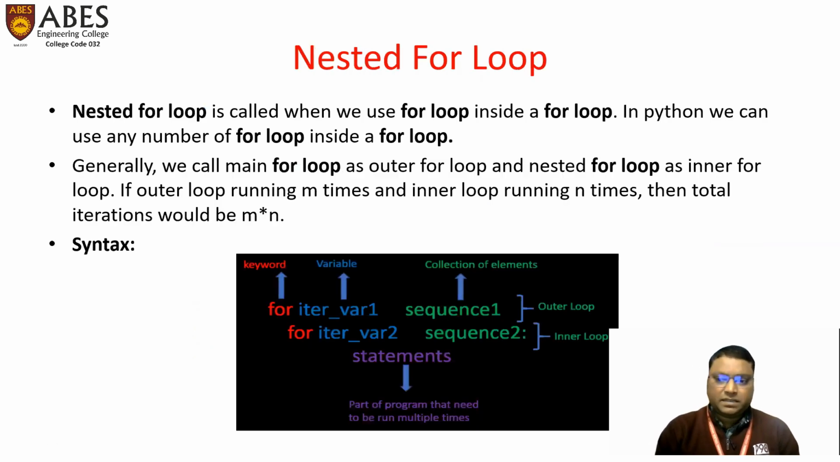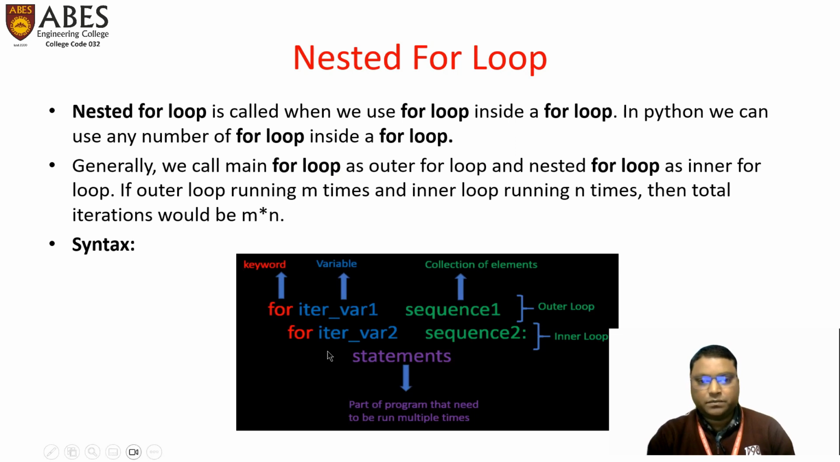And another thing which is added into the loop section is nested for loop. Nested for loop is also a very important functionality of looping, because in nested for loop, we use a for loop inside a for loop. In Python, we can use any number of for loops inside a for loop. Generally, we call the main for loop the outer for loop, similarly as in the while loop, and the nested for loop the inner for loop. If the outer loop runs m times and the inner loop runs n times, then total iterations would be m cross n.